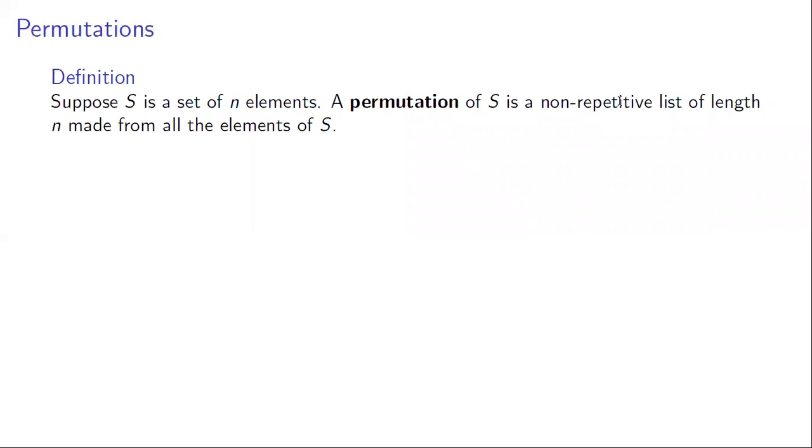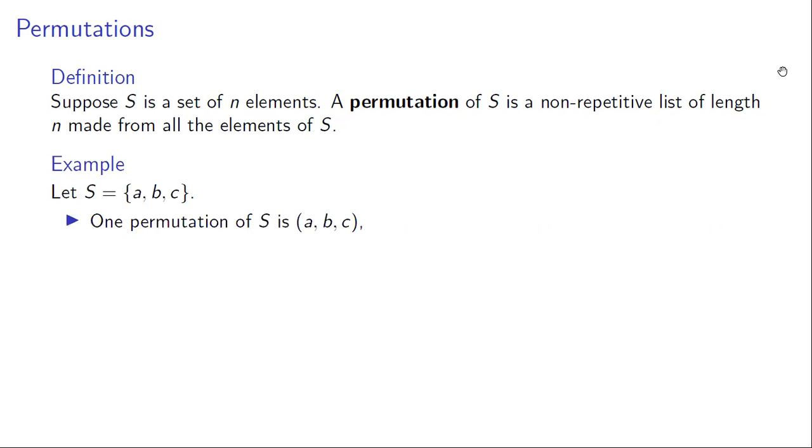New idea, permutation. Suppose S is a set of n elements. A permutation of S is a non-repetitive list of length n made from all the elements of S. For example, let's say S is this set.